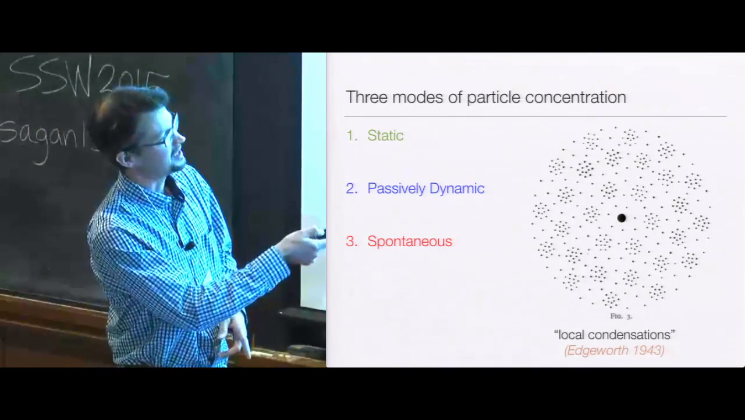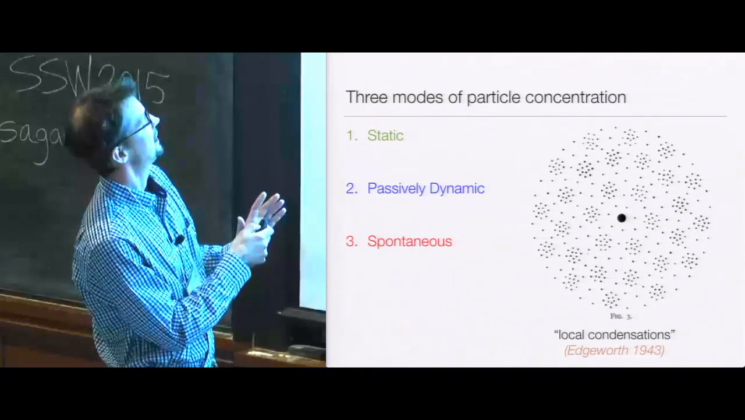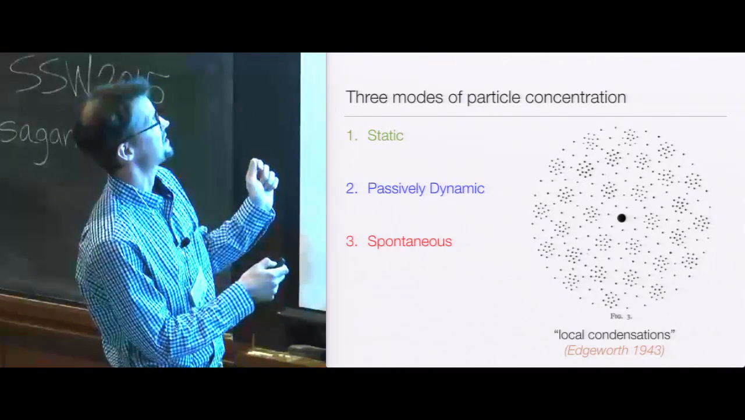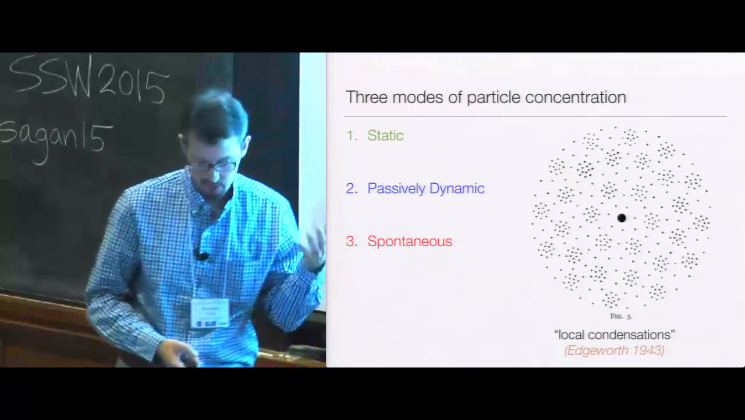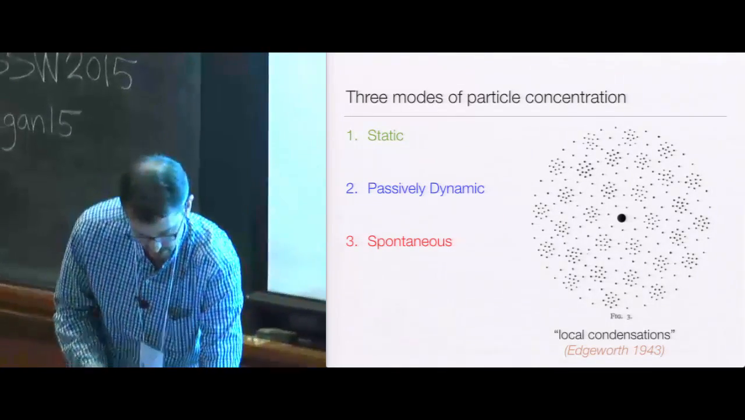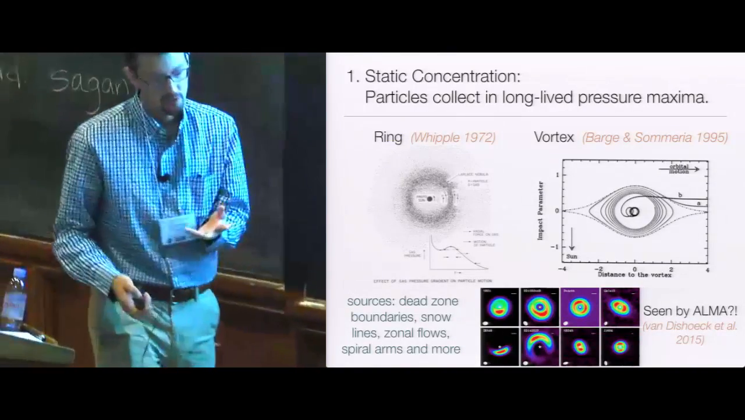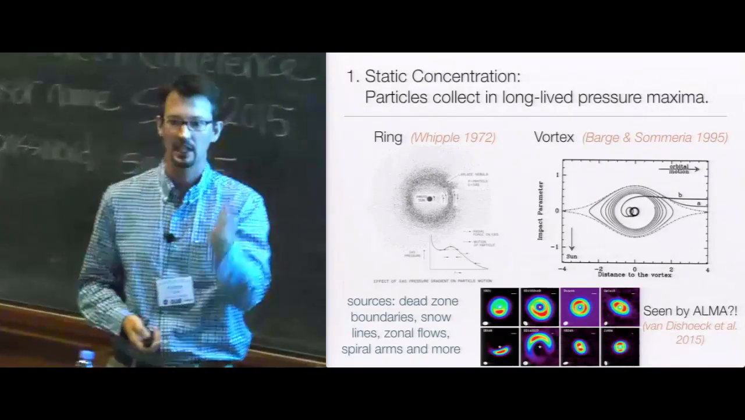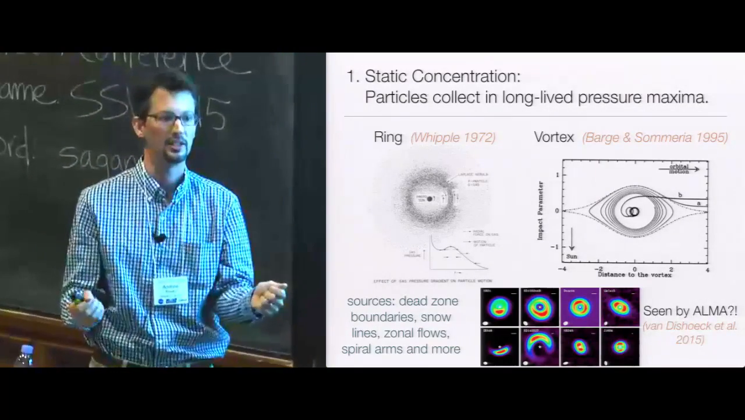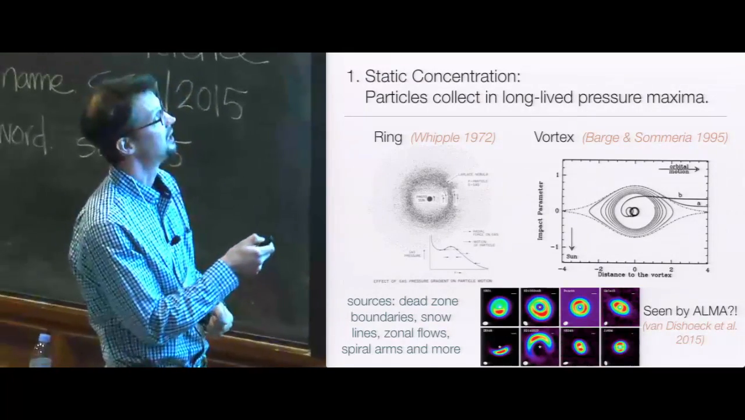But in terms of making these condensations, he actually didn't have a lot of the specifics worked out yet. And so currently there are a lot of ideas out there, and I've broadly grouped them into 3 different categories that I'll explain. So the first idea is static concentrations, which means you're collecting your particles in some long-lived structure in the gas that has been formed by some other mechanism.